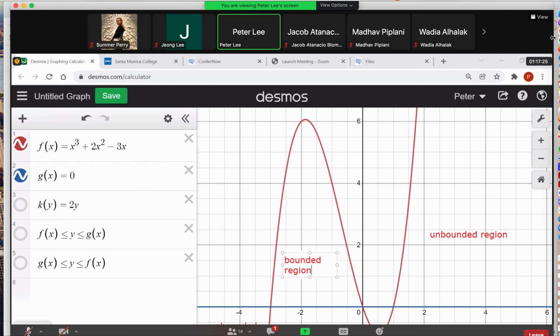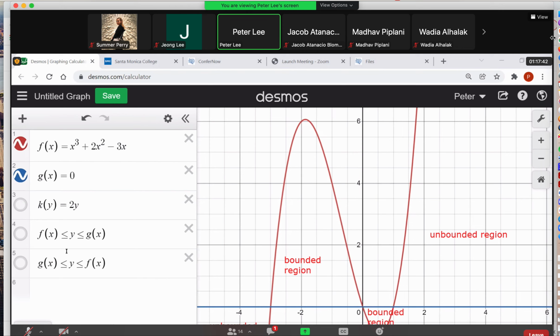And the tiny region right here is a bounded region too. So let me write this down. This is a bounded region. It's very tiny, so I cannot even type it in there. But anyway, that's the bounded region, and that's the bounded region right here.